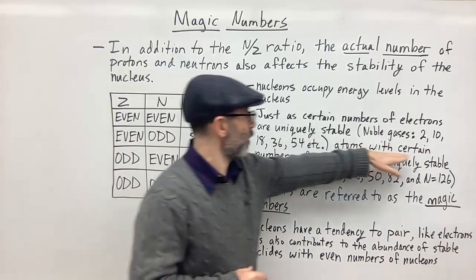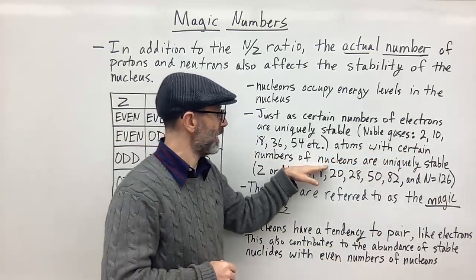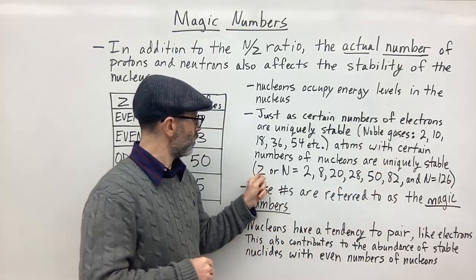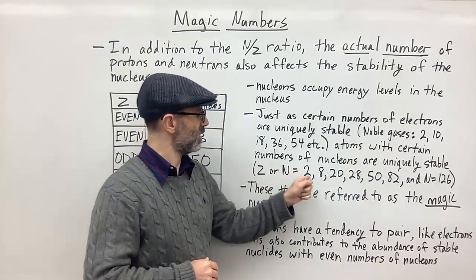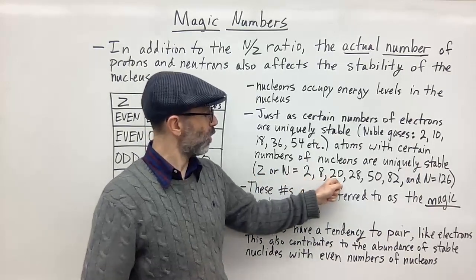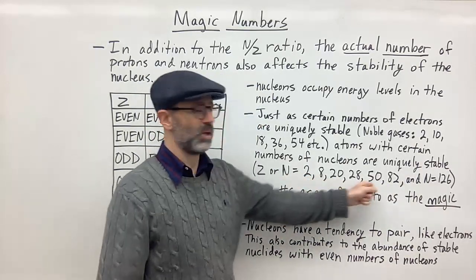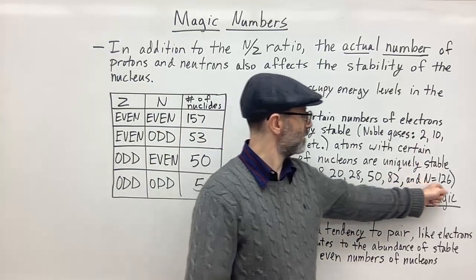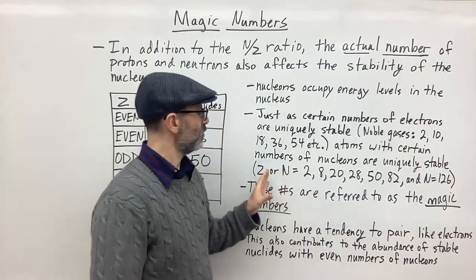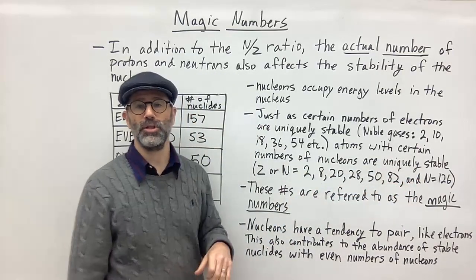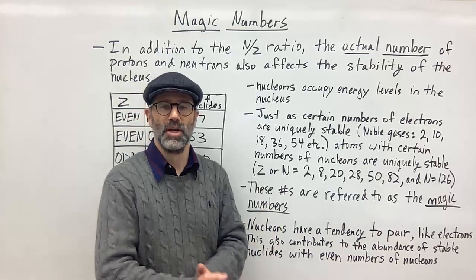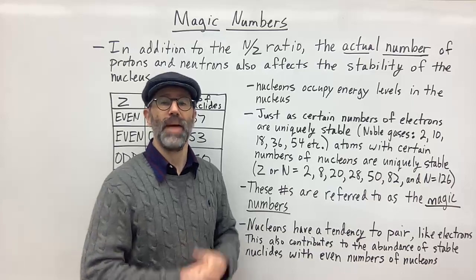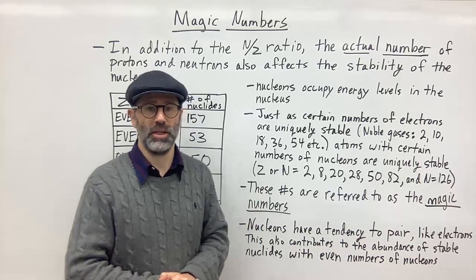In the same way, atoms with certain numbers of nucleons in the nucleus are also uniquely stable. If your number of protons or neutrons is equal to 2, 8, 20, 28, 50, or 82, you're going to be uniquely stable. And if your number of neutrons is equal to 126. These numbers we refer to as the magic numbers. These actual numbers of protons or neutrons add to the stability of the nucleus.